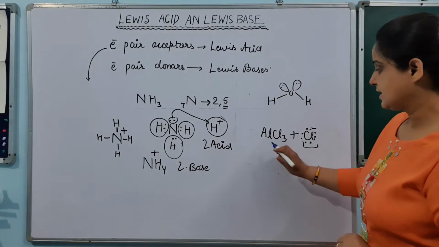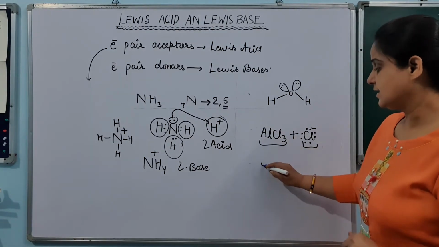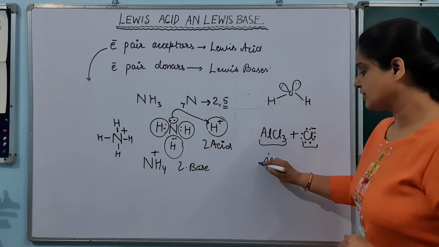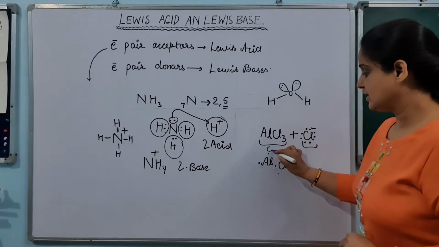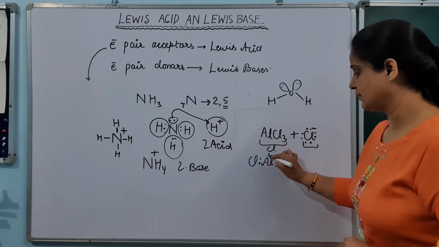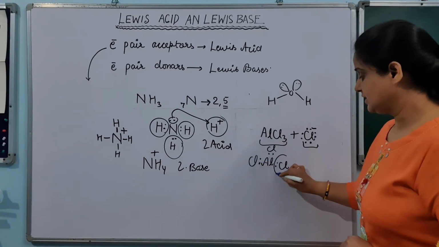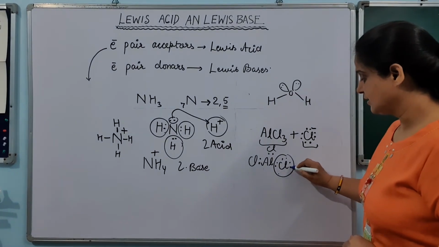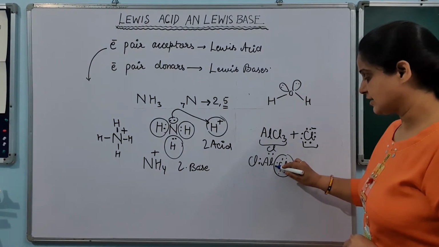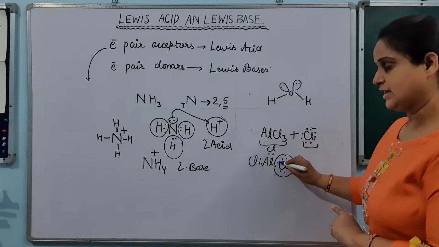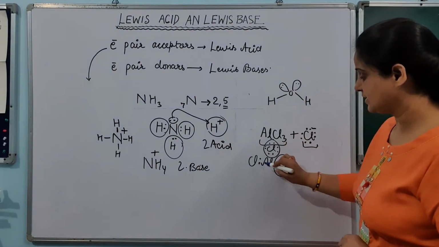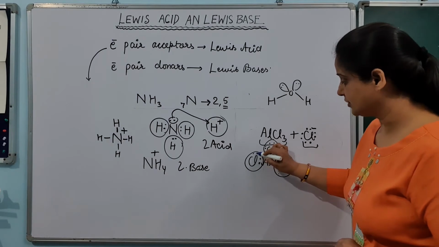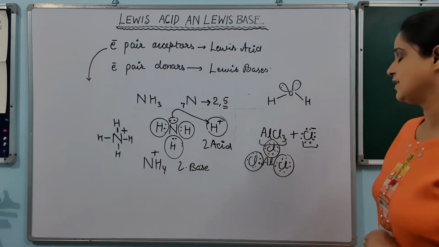Now look at this AlCl3. In the outermost shell of aluminium there are 3 electrons. It is connected with the chlorine, so Al and Cl have 1 electron shared. Cl is satisfied because it had 7 electrons and it has shared 1, so 7 plus 1 is 8. This Cl will also be satisfied because it also has 8, and this Cl will also be satisfied because it is also having 8 electrons.